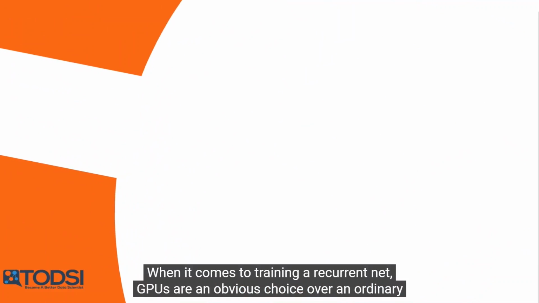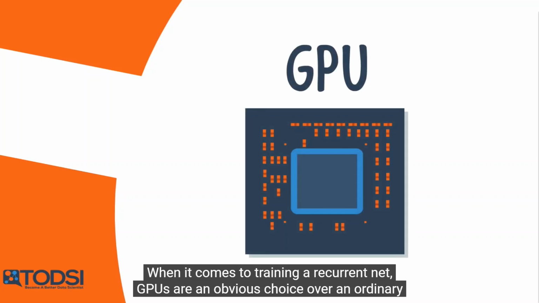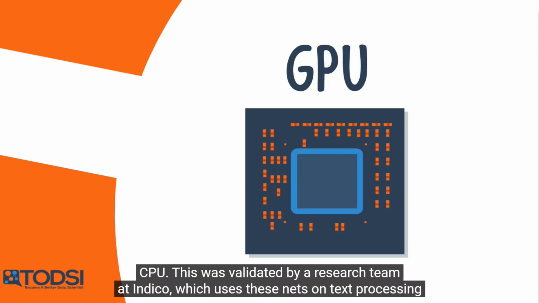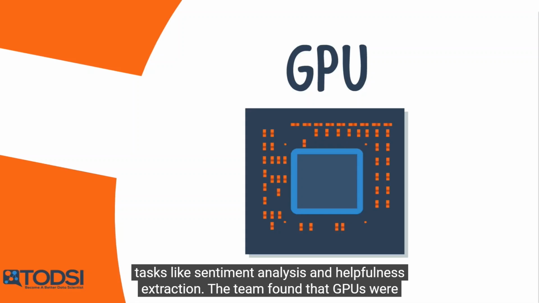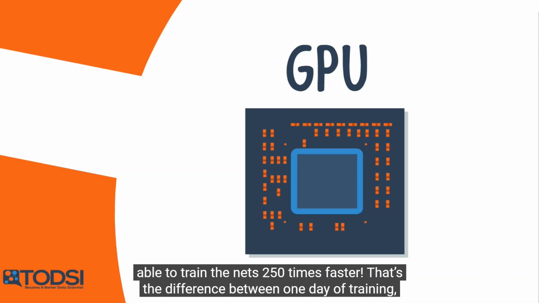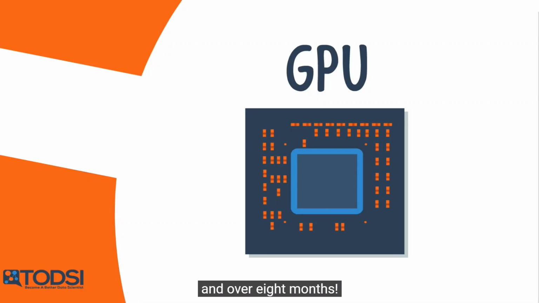When it comes to training a recurrent net, GPUs are an obvious choice over an ordinary CPU. This was validated by a research team at Indico, which uses these nets on text processing tasks like sentiment analysis and helpfulness extraction. The team found that GPUs were able to train the nets 250 times faster. That's the difference between 1 day of training and over 8 months.